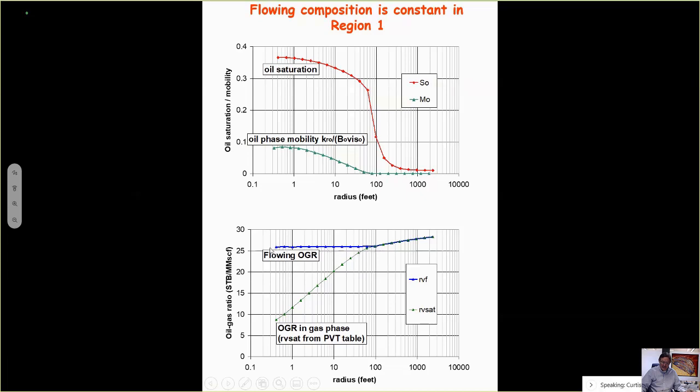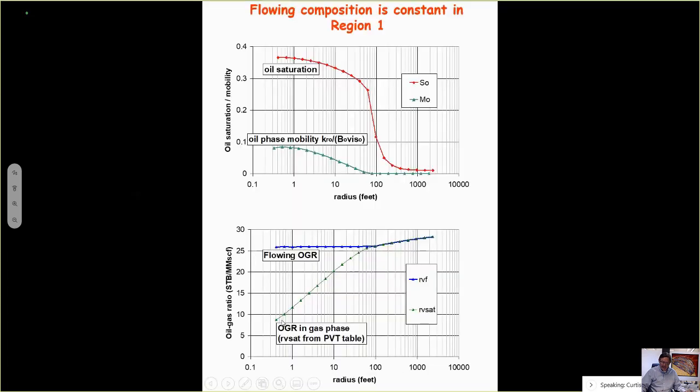That flowing OGR is... and you can see there's a big difference between what's at the wellbore, what's being carried in solution, which is only 8 barrels per million here. What comes into region 1 from region 2 is 26 barrels per million. And what remains flowing throughout is 26 barrels per million, of which only 8 is being carried in solution at the wellbore.